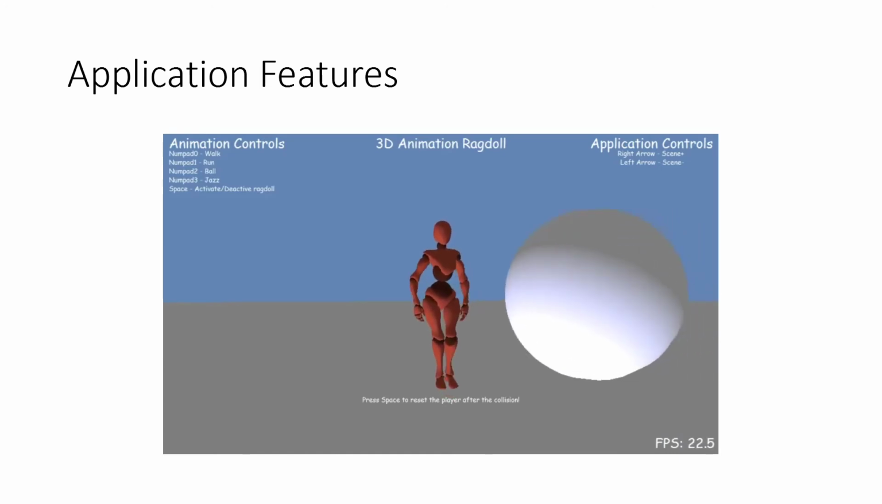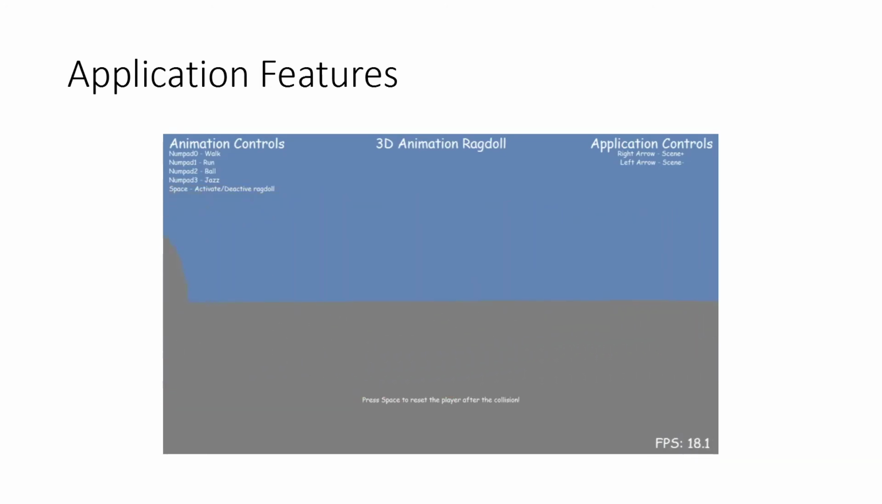So this is the ragdoll, just to show it off. I've got a nice big ball crushing the player. And then after this, I just go through the different animations and show the ragdoll activating, deactivating them all.